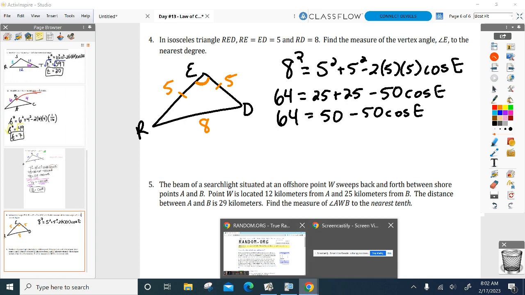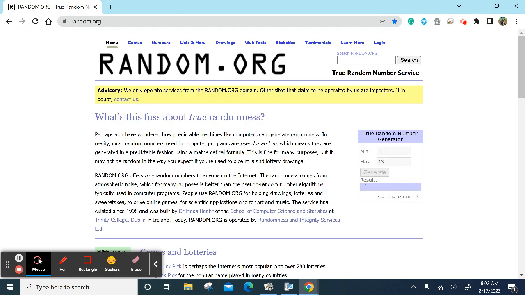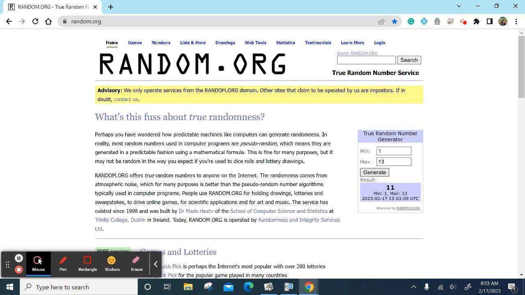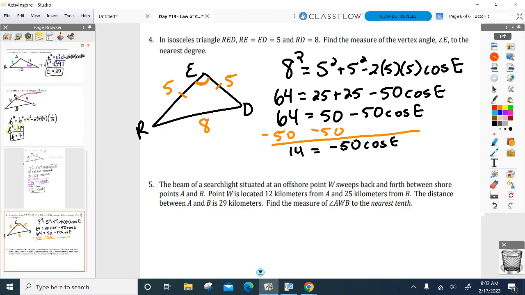You tell me what you want to move over now, because I can't subtract the two 50s now. What do you want to move over? The 50. Yep, how? Subtraction. Yep, you really couldn't answer that one wrong, right? Move the 50 over. All right, what do I got there? 14 equals, don't drop that negative. All right, next up. Kelsey, what do you got? Divide by negative 50. You got it. And this is where we ended the last problem.